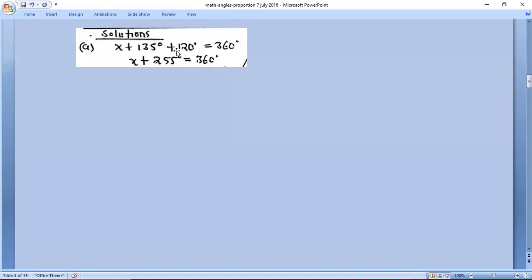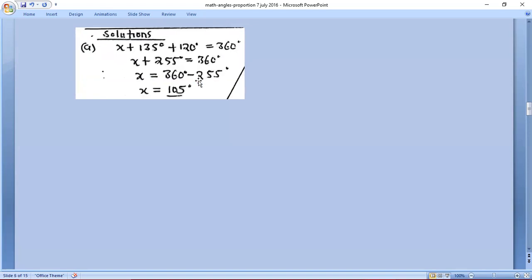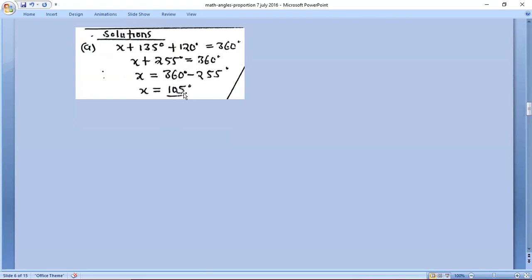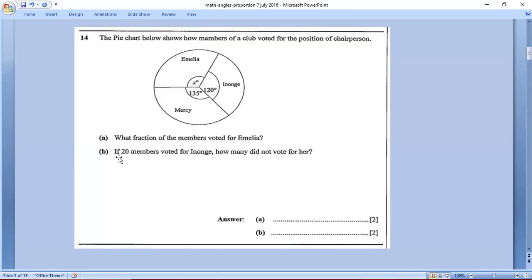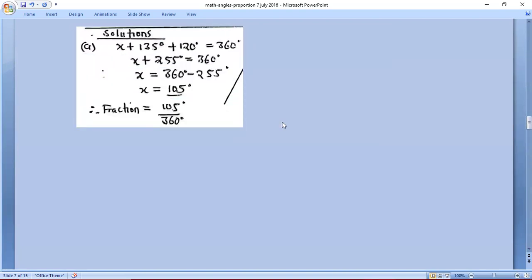Then we add the two numbers, okay, 120 plus 135 gives us 255. Then collect like terms, the 255 crosses to the other side, it becomes negative. And when you subtract 255 from 360, it gives you 105. And the question asked us to find what fraction of the members voted for Emilia. So you should represent this as a fraction.